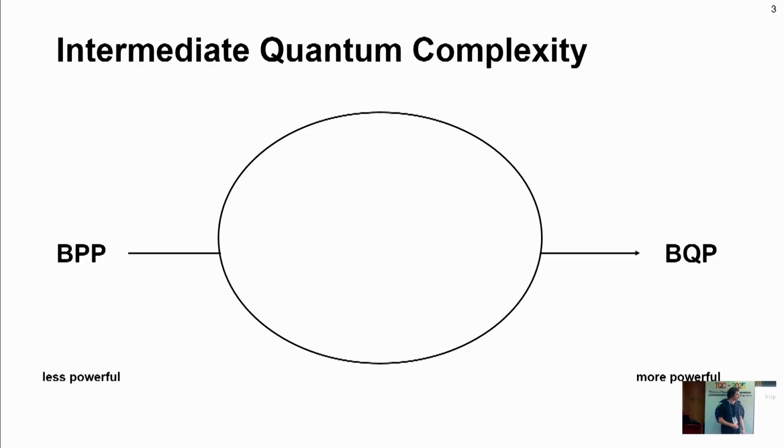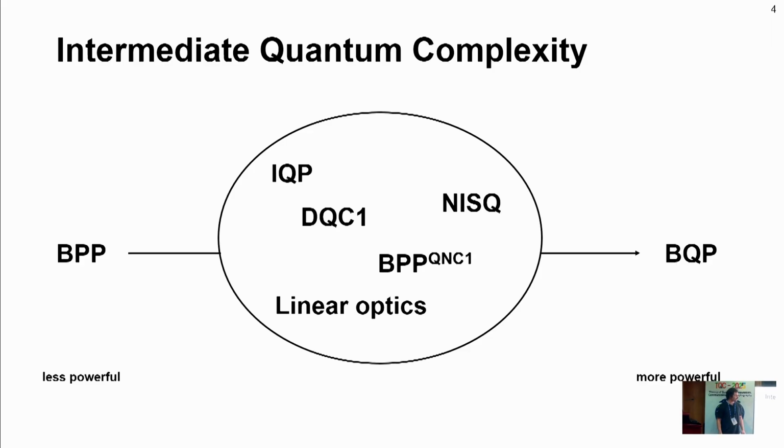So to answer this, people have defined some models of computation. For example, IQP, one clean qubit, NISQ, shallow circuits, and linear optics, and there are more, but for now, let's just look at these. In particular, we're going to be focusing on one clean qubit, or DQC1, as it's sometimes called in the literature.